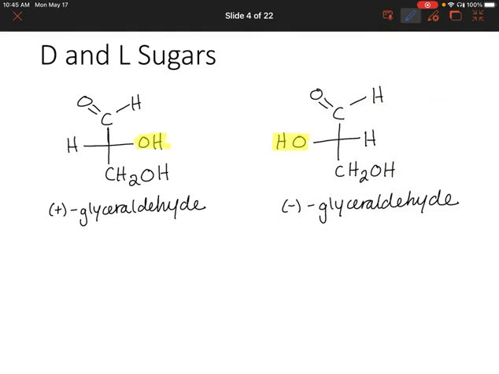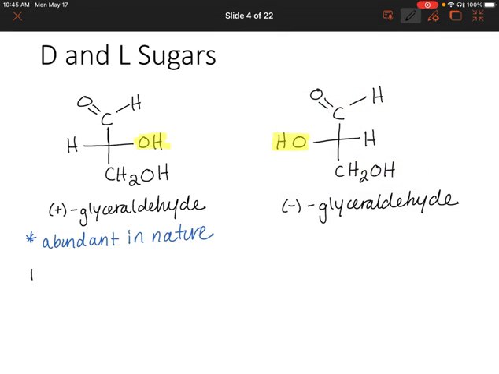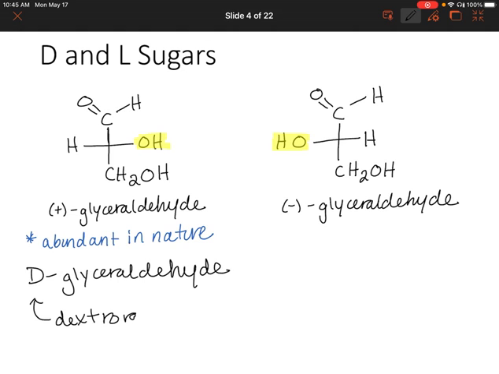So let's just make a note. And we're going to refer to this as D-glyceraldehyde, due to the fact that it rotates light in a clockwise direction. So D stands for dextrorotatory. Let's see if I can spell this. That's a tough word to spell.